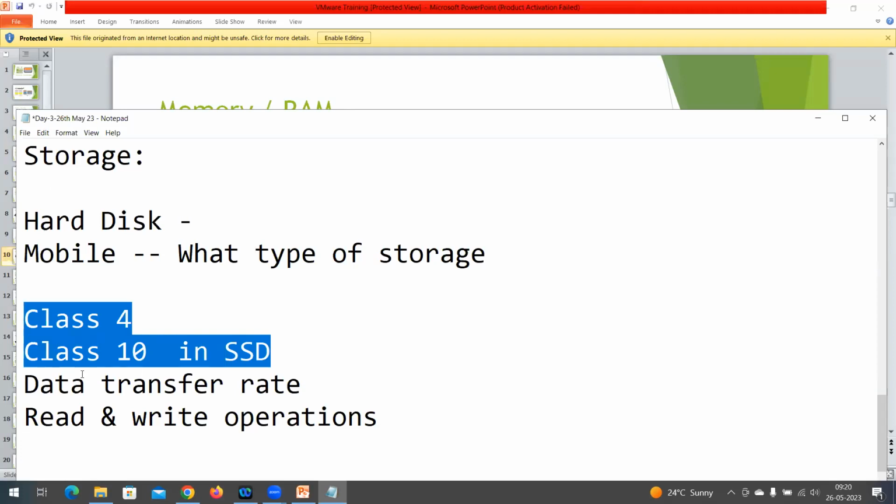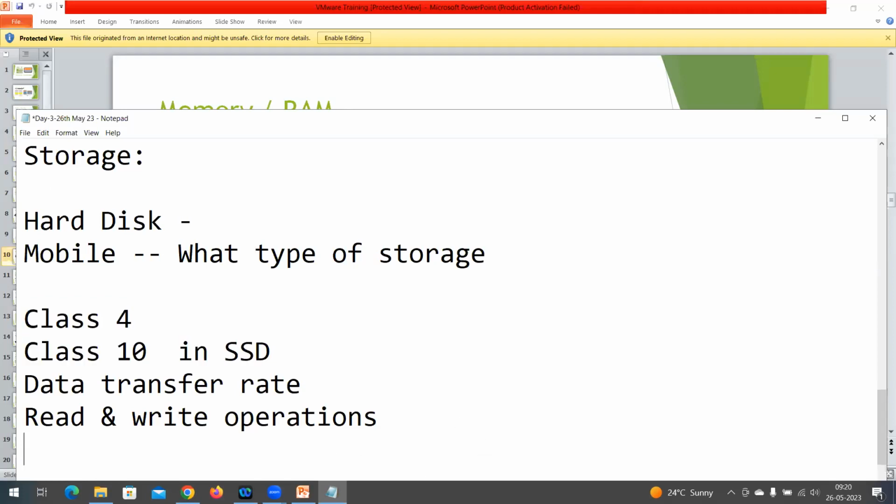But coming to the server, it all depends upon how fast it can write and read the data from the storage. That is the important specification while talking about storage. Okay, so what is the purpose of storage? First of all, we are going to write the data, store the data. Whenever it is required, we are going to access the data.